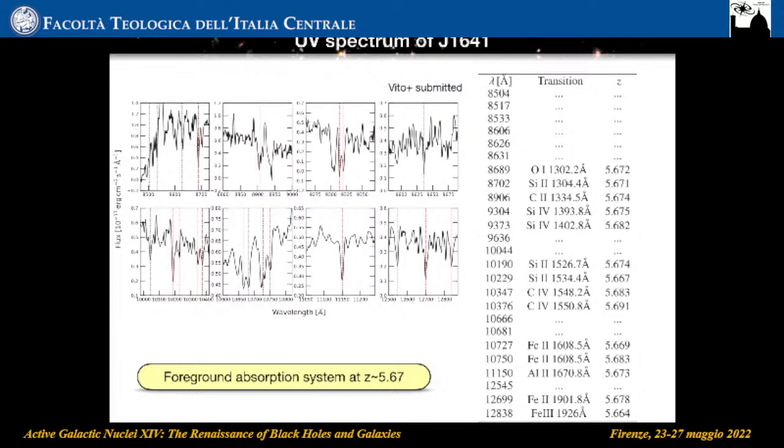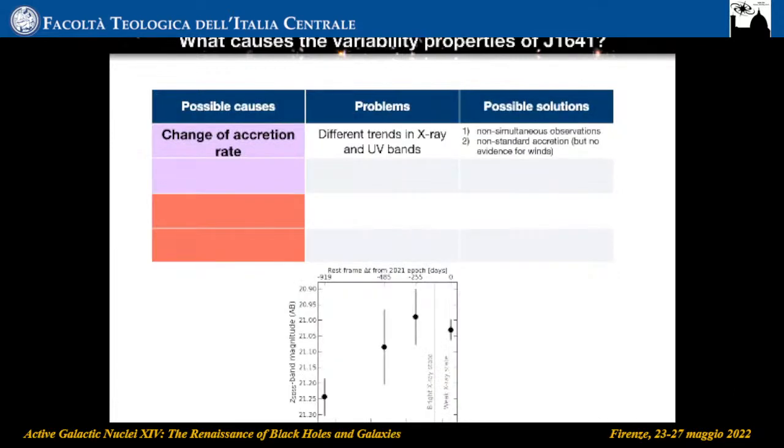So what is the cause for this strange variability of this quasar, very strong and inverted between X-ray and UV? We can have several possible causes. We can have a change of the accretion rate. You change the accretion rate, you change the luminosity, so you see the variability. However, here the problem is that we see this inverted trend between X-ray and UV bands. One possible solution is, again, that the observations in these two bands are not simultaneous, so we are sampling different states of the quasar in the two bands.